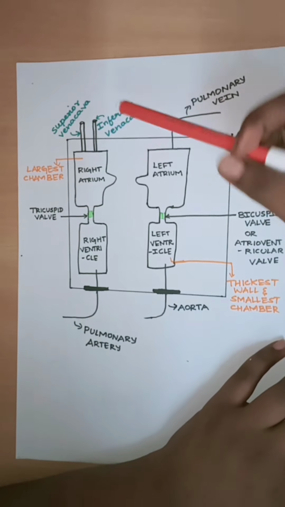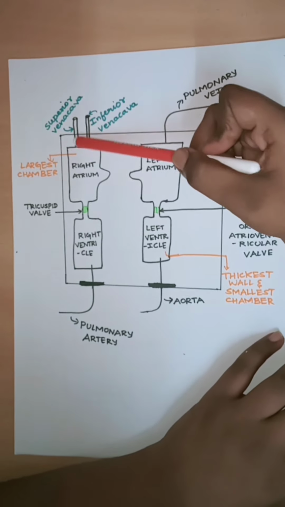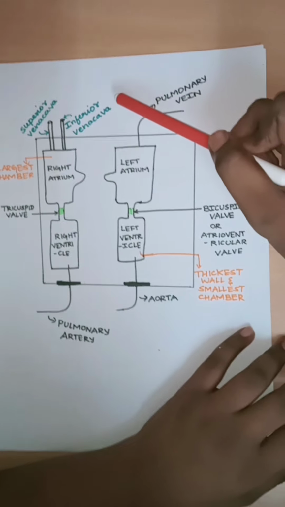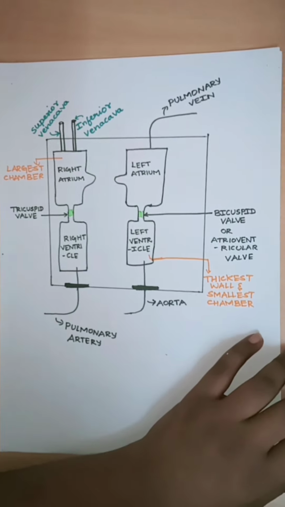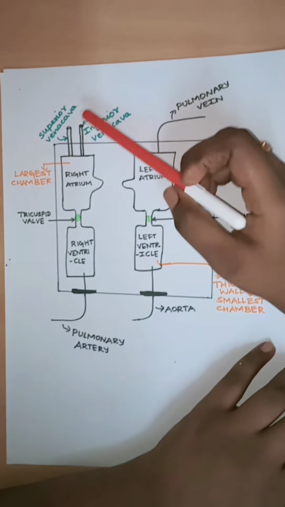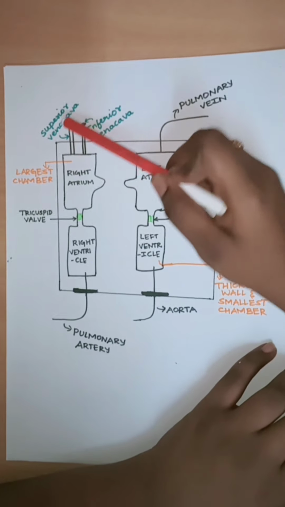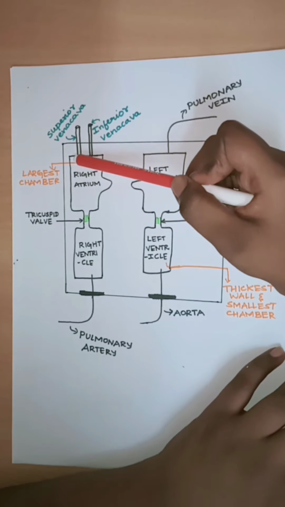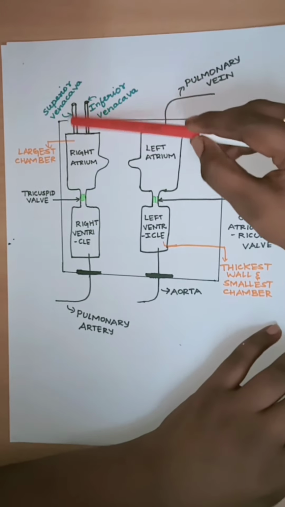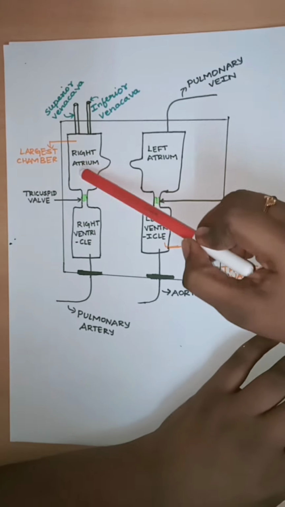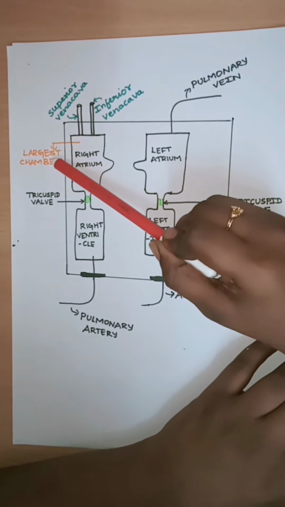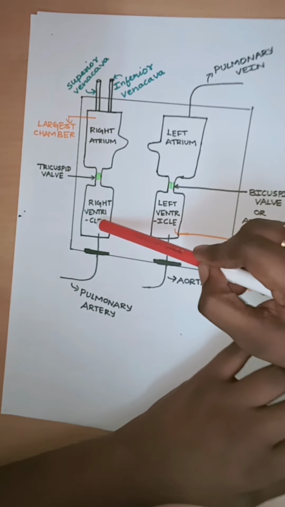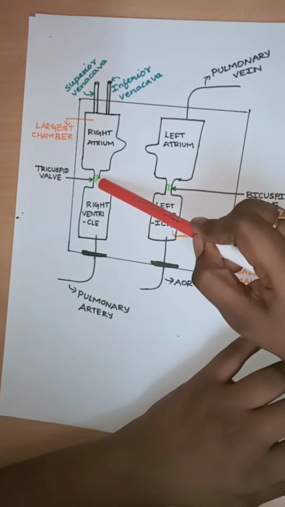First, the deoxygenated blood enters the superior vena cava and the inferior vena cava. What are these? These are the veins, okay? Veins carry the deoxygenated blood to the heart. The superior vena cava and inferior vena cava are attached to the right atrium. Through this, the deoxygenated blood enters the right atrium. This right atrium is the largest chamber of the heart. From the right atrium, it enters the right ventricle through the tricuspid valve.